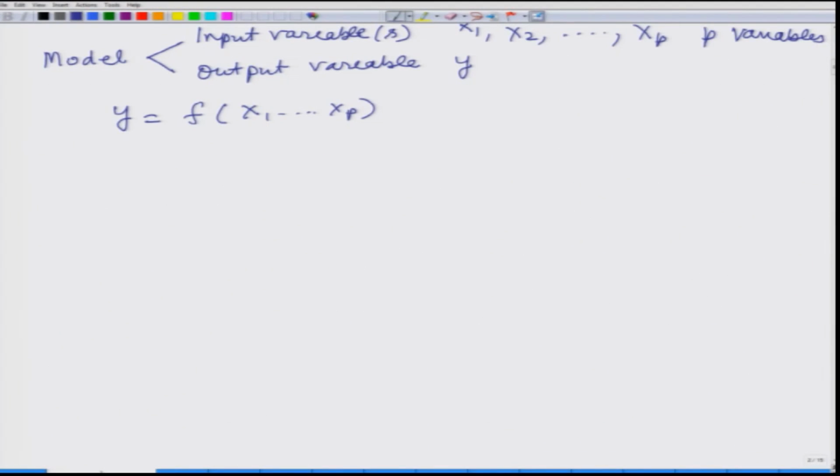Suppose I say that this is my model. Now this model can be a good model, or this can be a bad model. What do you really understand by a good model and a bad model?